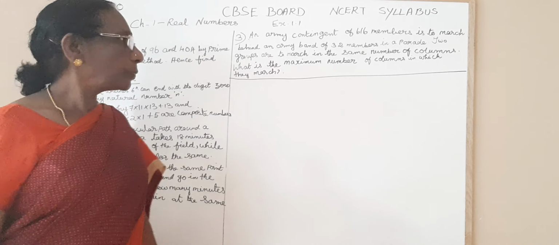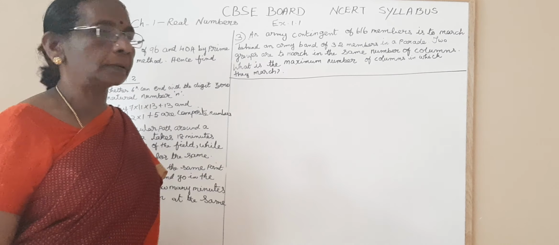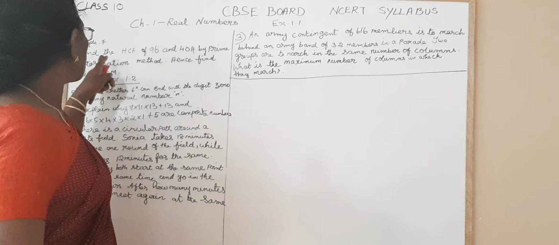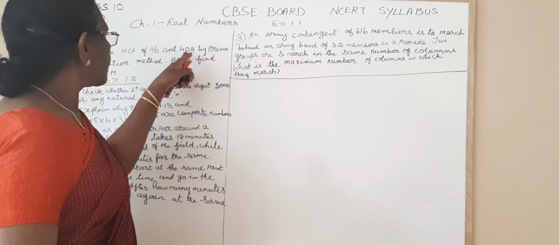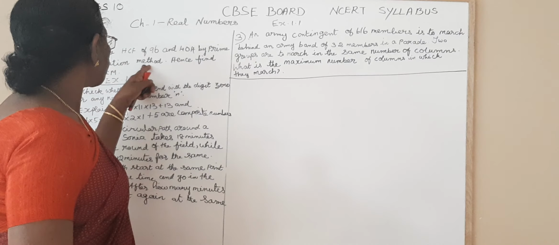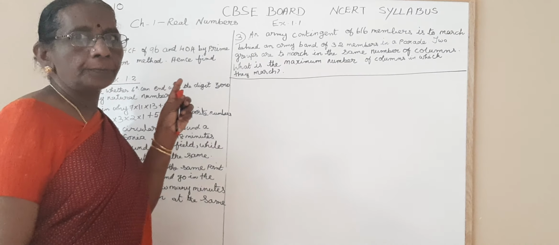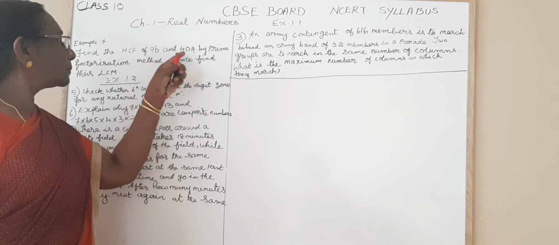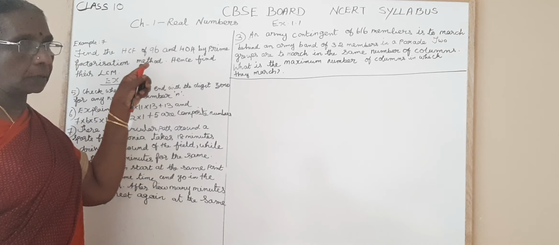Today we'll continue exercise 1.2 sums and one example sum. Example 7. What's the question? Find the HCF of 96 and 404 by prime factorization method. Hence, find their LCM. Here you have to find the HCF of 96 and 404 by the prime factorization method.